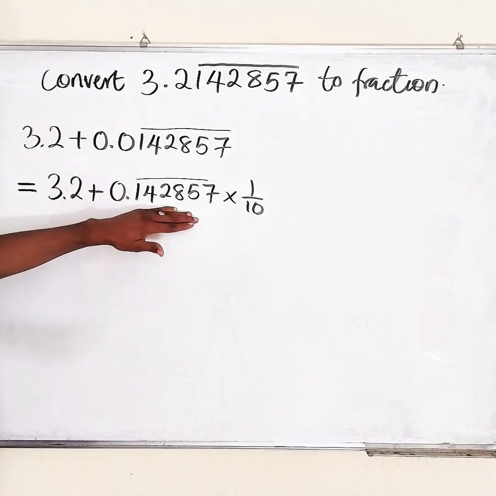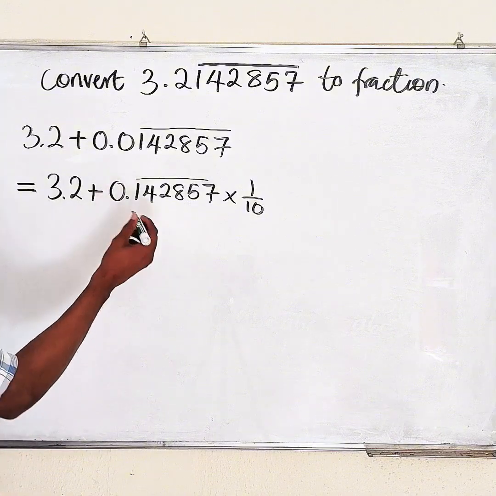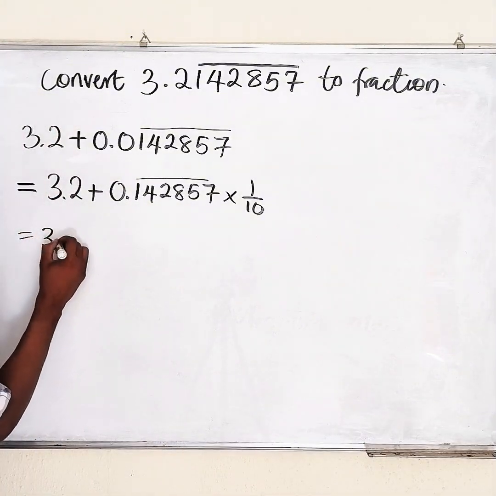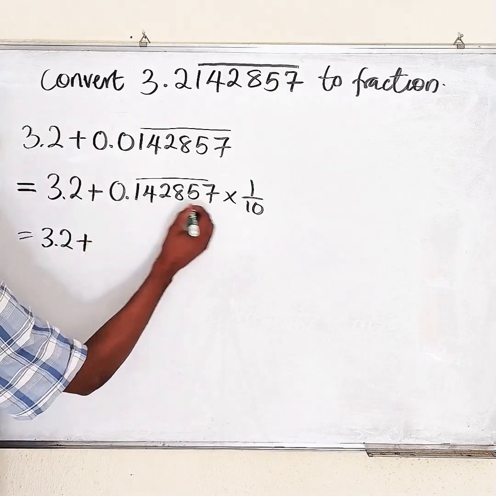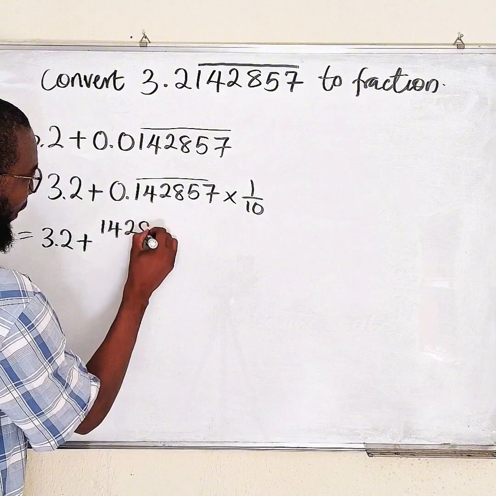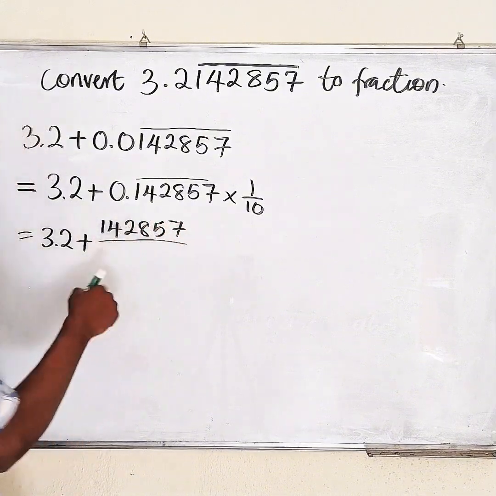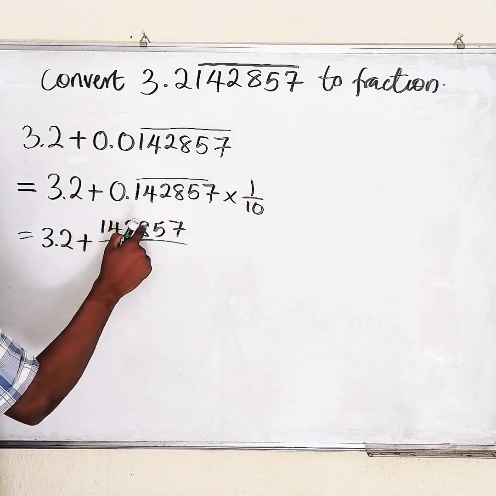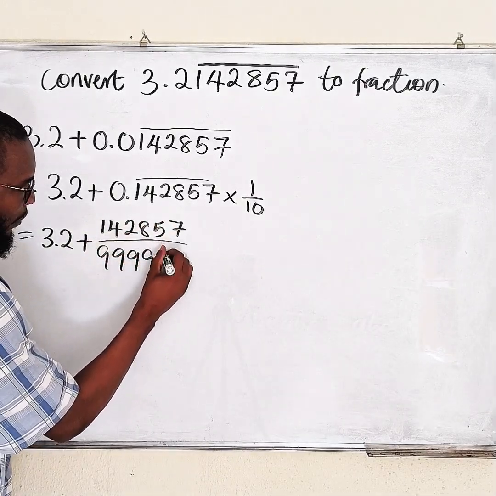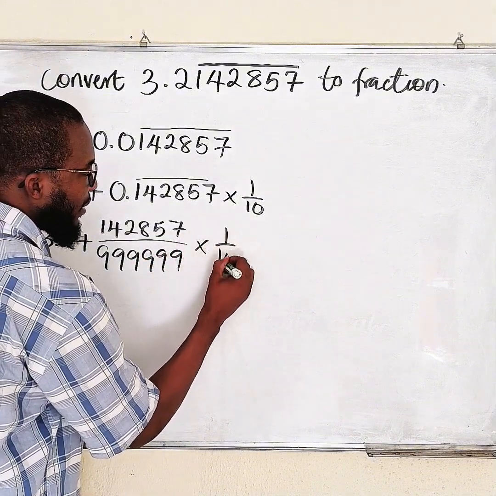So now we have our number in the form that we used to convert to fraction. Just take those values that keep on recurring. So let me repeat this. This is 3.2 plus the digits that keep on recurring, 142857, divided by the number of nines, 1, 2, 3, 4, 5, 6, something like this. Don't forget to multiply by 1 over 10.